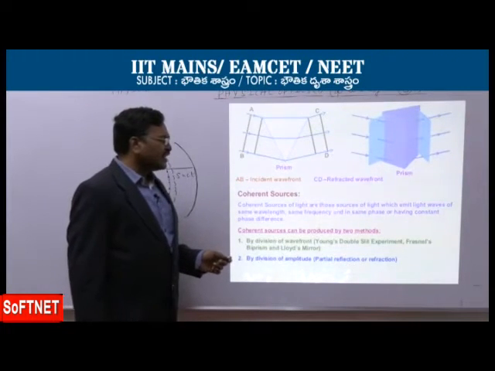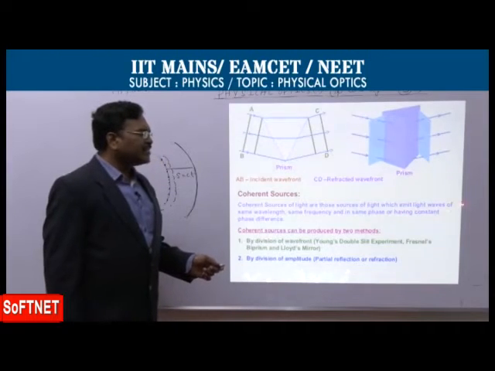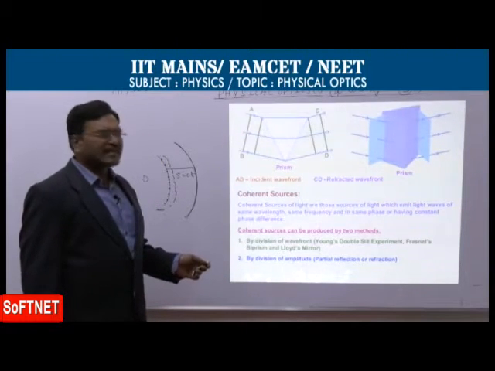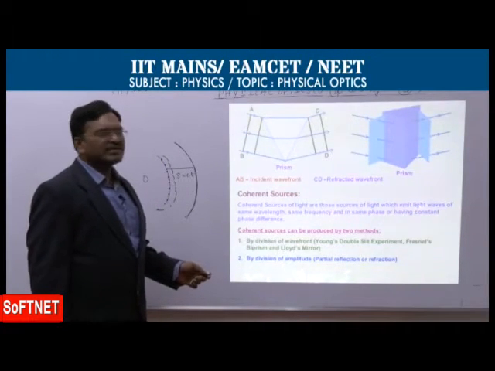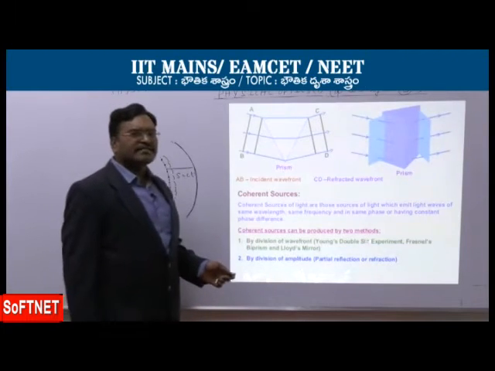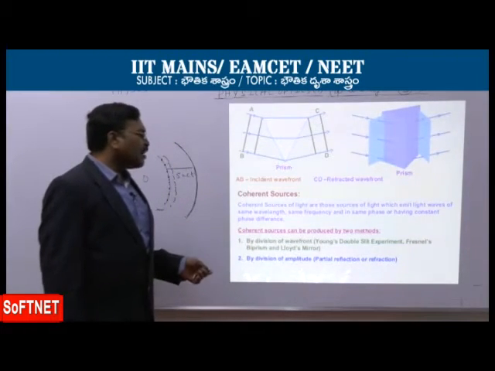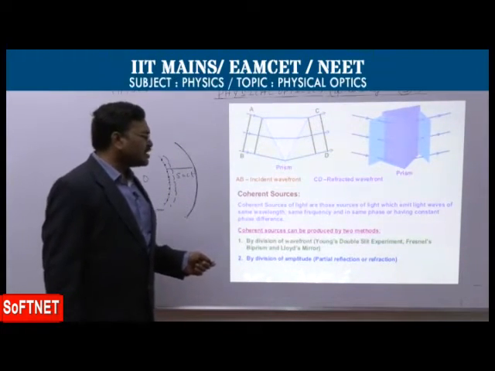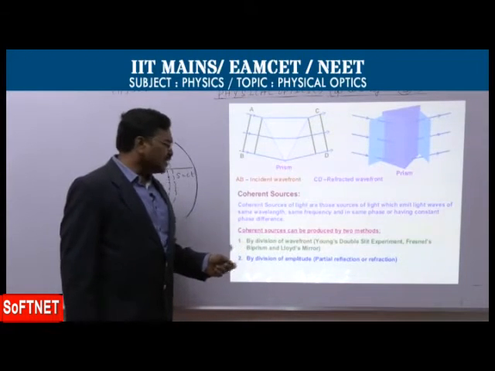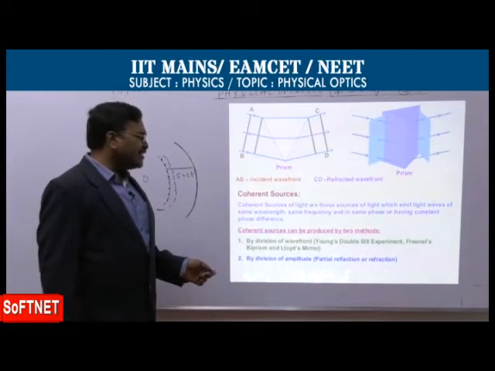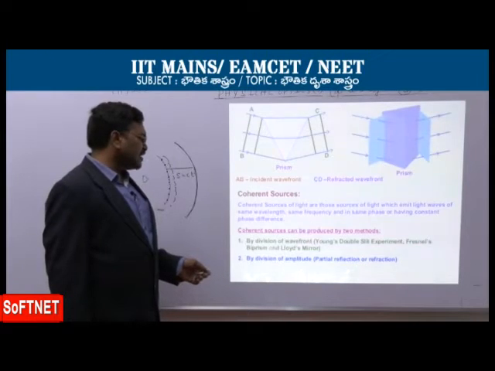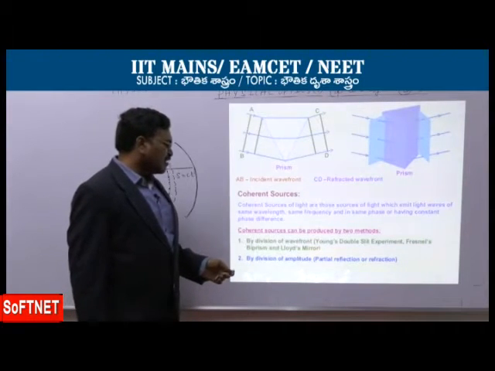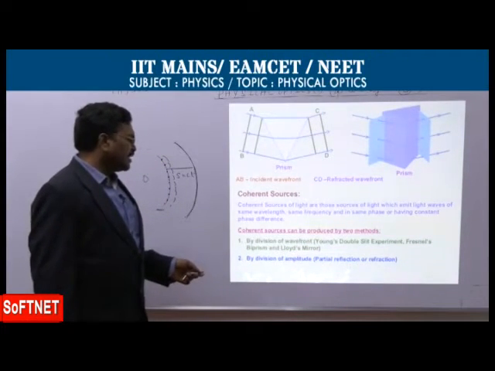Coherent sources of light are those sources which emit light of the same wavelength, same frequency, same phase, or having a constant phase difference. How do we produce coherent sources? Coherent sources can be produced by two methods. First, by division of wavefront: Young's double slit experiment, Fresnel's biprism and Lloyd's mirror.